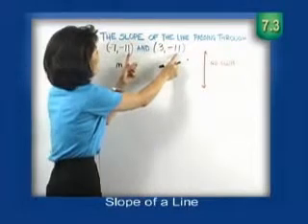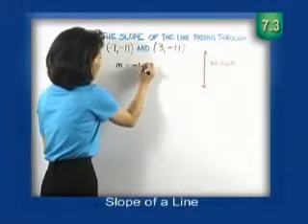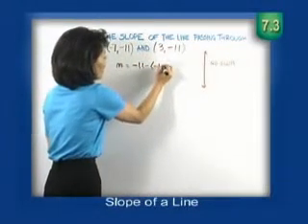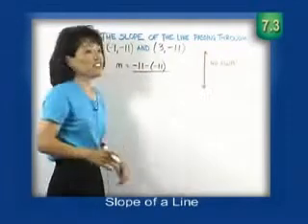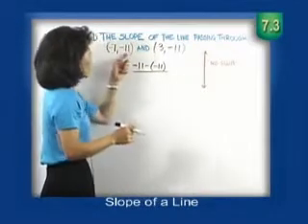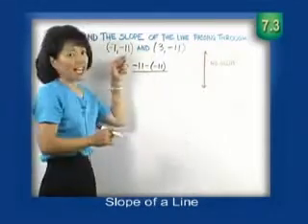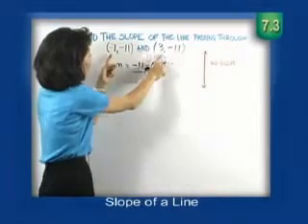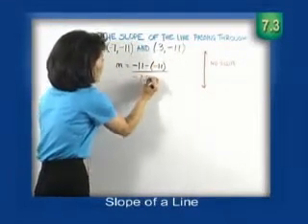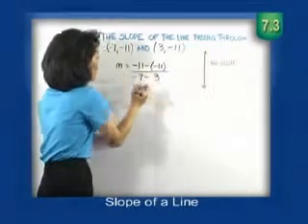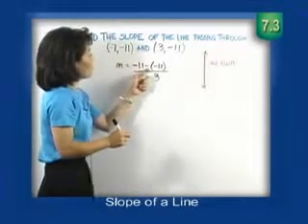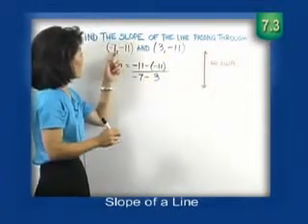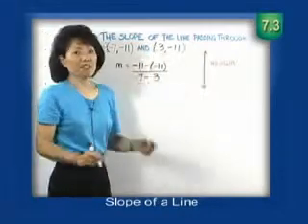The difference in y's is going to give me -11 minus -11 over the difference in x's. Now I'm going to call this one, this time, x2, y2. So here I'm going to go -7 minus 3. Again, I did -11 minus -11, -7 minus 3.